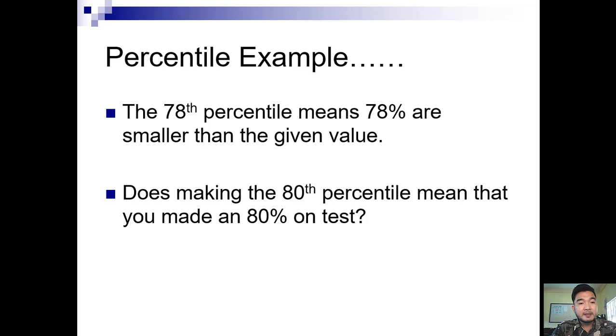Okay? Let us have an example here. The 78th percentile means 78% are smaller than the given value. Yun ang ibig sabihin nun. Pag nakuha mo na yung 78th percentile, halimbawa 1 to 100 na nakuha mo, yung pang 78 ay 45. Lahat nung mababa sa 45 na yon ay yun yung 78% nung mga scores na nakuha.